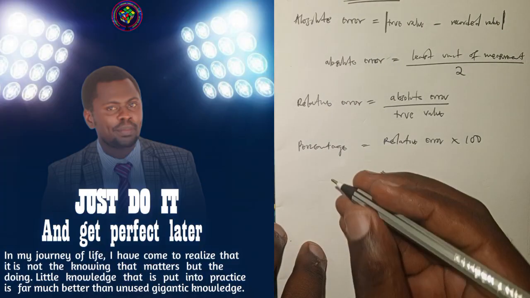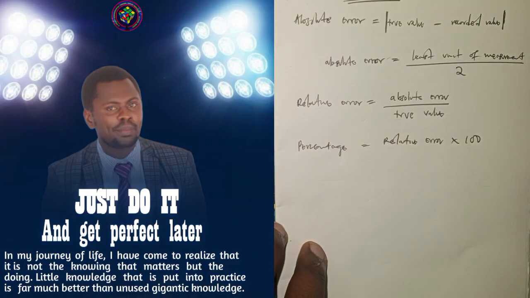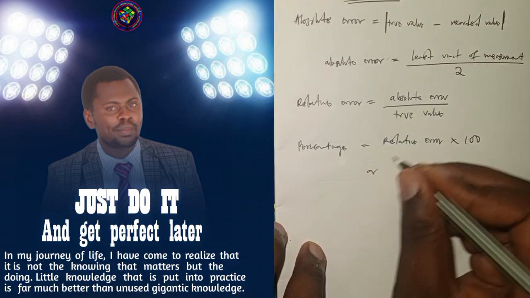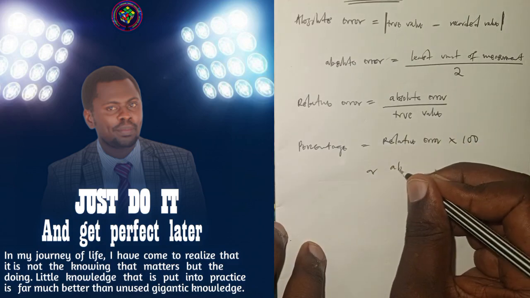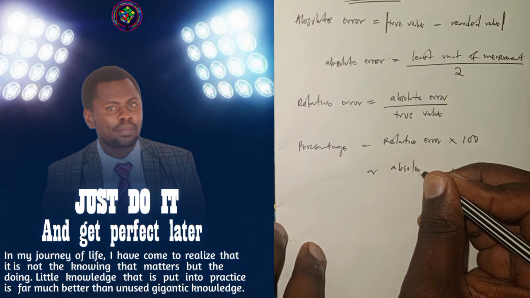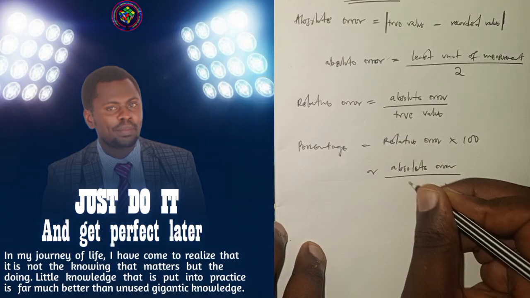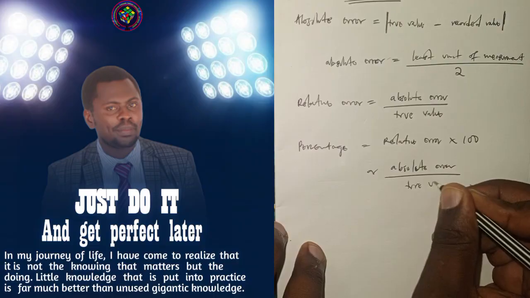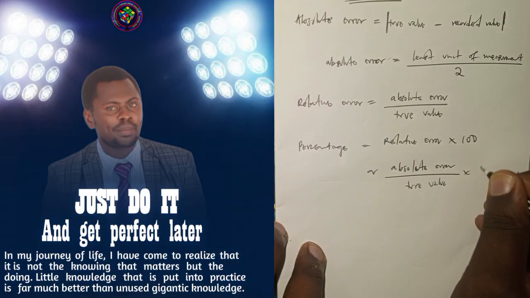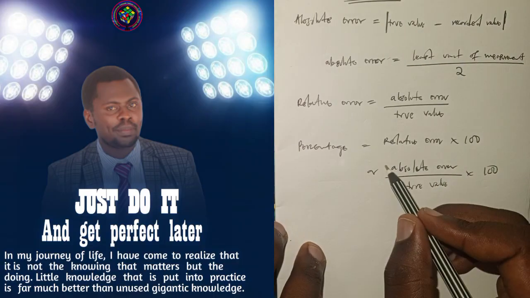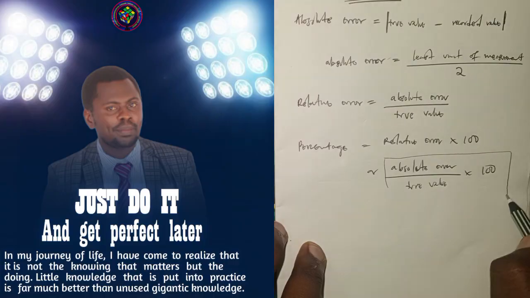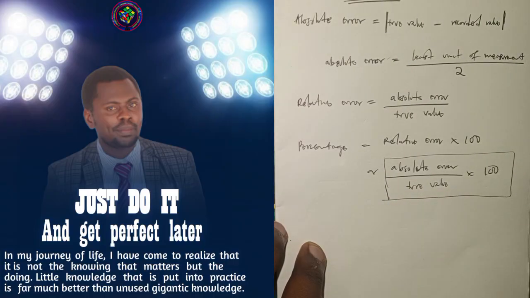That is percentage error. If relative error is not given, you use the formula: absolute error over true value, then times 100. That is for percentage error.